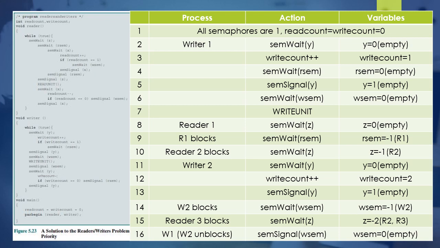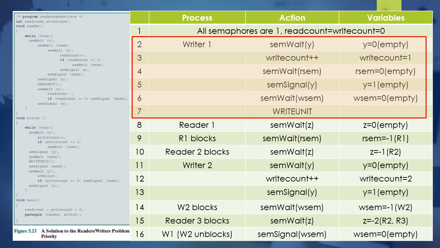When we start, all semaphores are 1. We have two counting variables, read count and write count, which are keeping track of the readers and the writers in the system. We do not have any readers or writers in the system right now, so both read count and write count are 0.